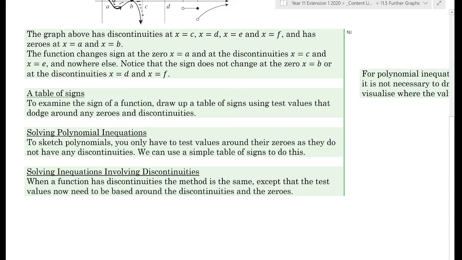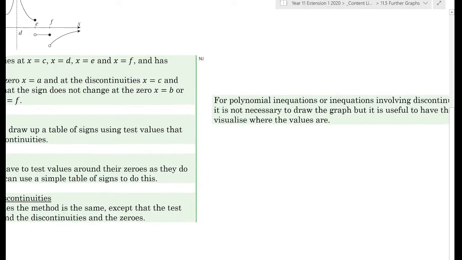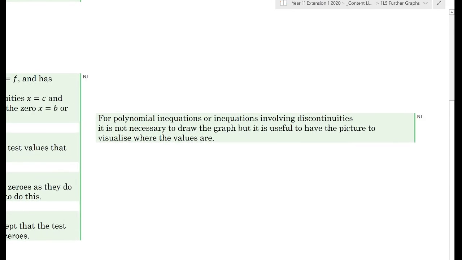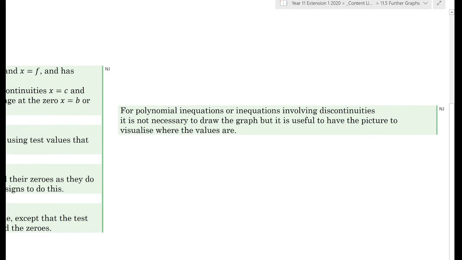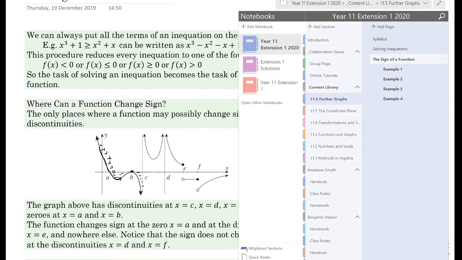When you are actually sketching these, it is literally just a sketch. It doesn't have to be exact. It just has to look somewhat like what the thing is going to be. And then solving inequations involving discontinuities. When a function has discontinuities, the method is the same, except that the test values now need to be based around the discontinuities and the zeros. So if there is a discontinuity, you have to include that as well to see what's happening either side. We'll look at that in a moment. For polynomial inequations or inequations involving discontinuities, it is not necessary to draw the graph, but it is useful to have a picture to visualize where the values are at. With that, let's do a few examples.